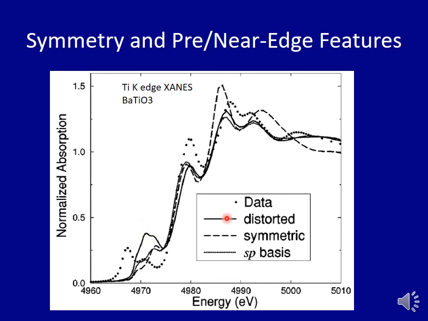This can also happen. This distortion in this case is static distortion. It's like an octahedral system with the central atom shifted. But that distortion can be caused by vibration as well. And so taking into account vibration can be important in these pre-edge cases. The small peaks might show up if you average over molecular dynamics configurations, for example.